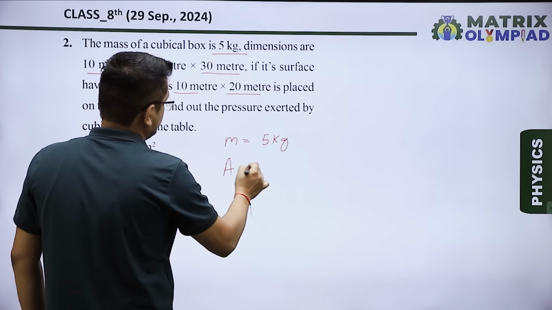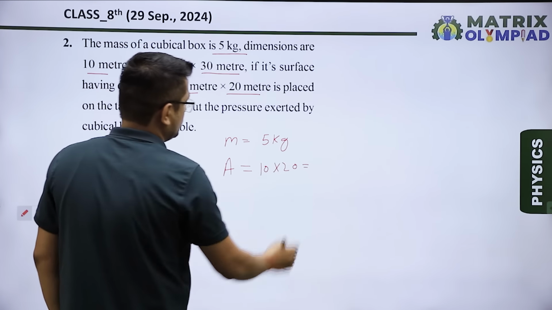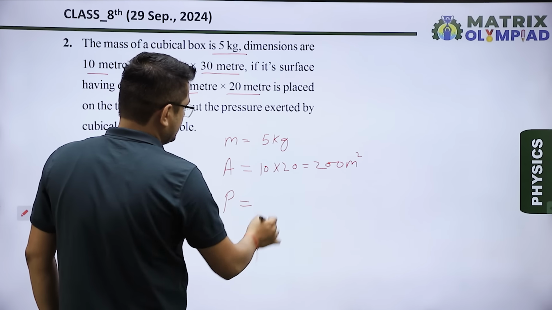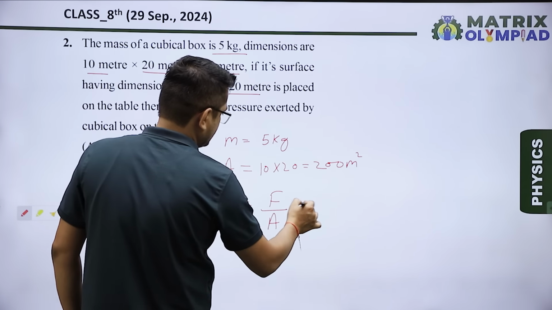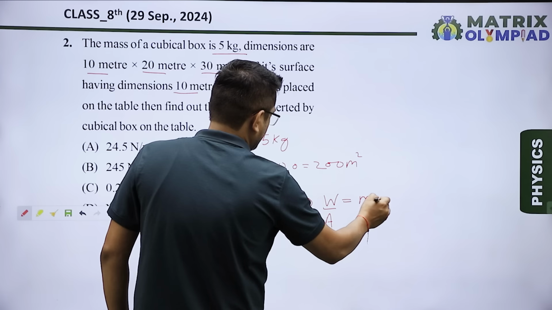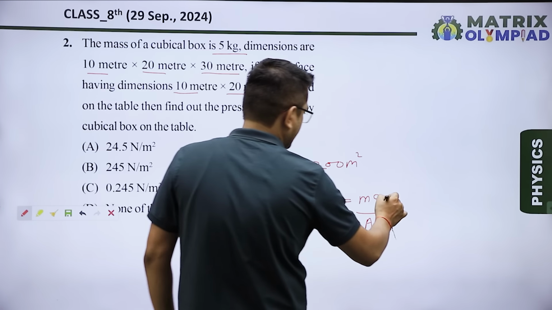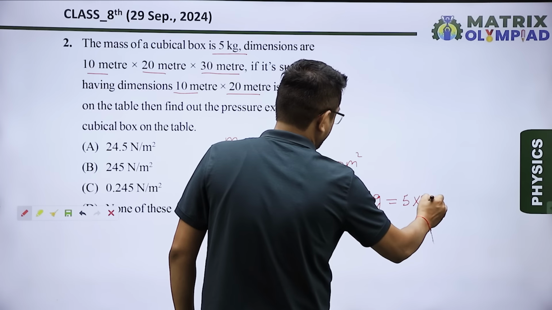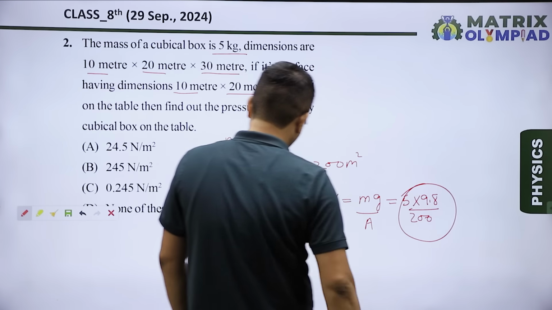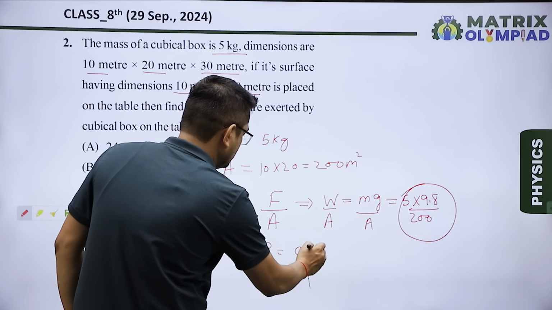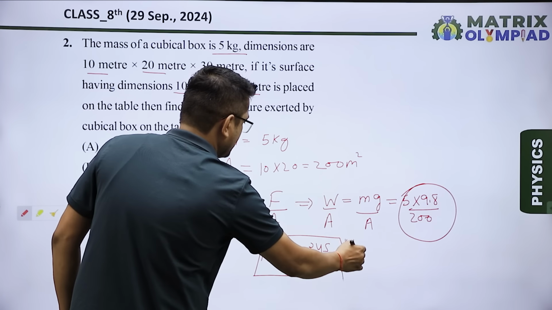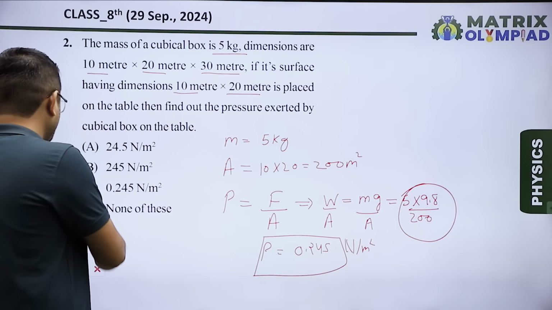So, the contact surface is given 10 into 20, which is equal to 200 meter square, and we have to find pressure. We know that pressure is equal to force upon area of contact. So, here the force is weight force, W upon A. W can be given by mg divided by A, and m is 5, value of g is 9.8, divided by area, which is 200. So, on solving this, the value of pressure will become 0.245, you can write it Newton per meter square. So, our correct answer is option C.